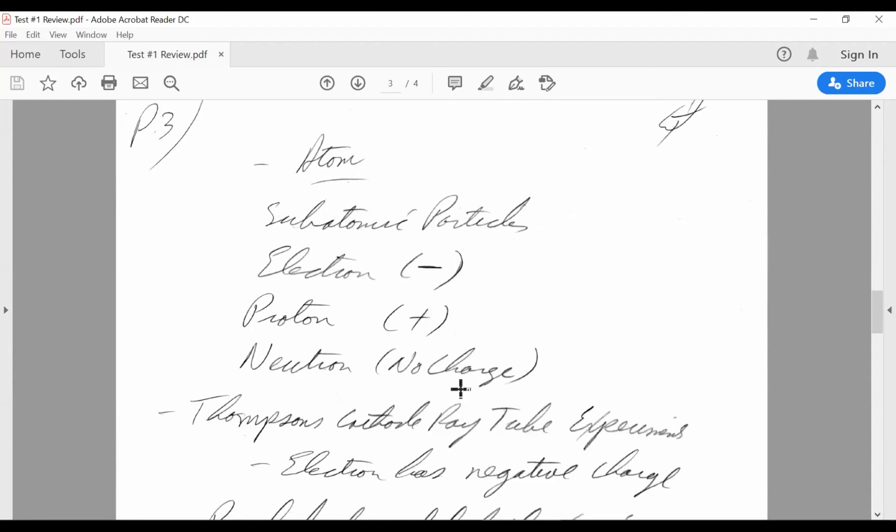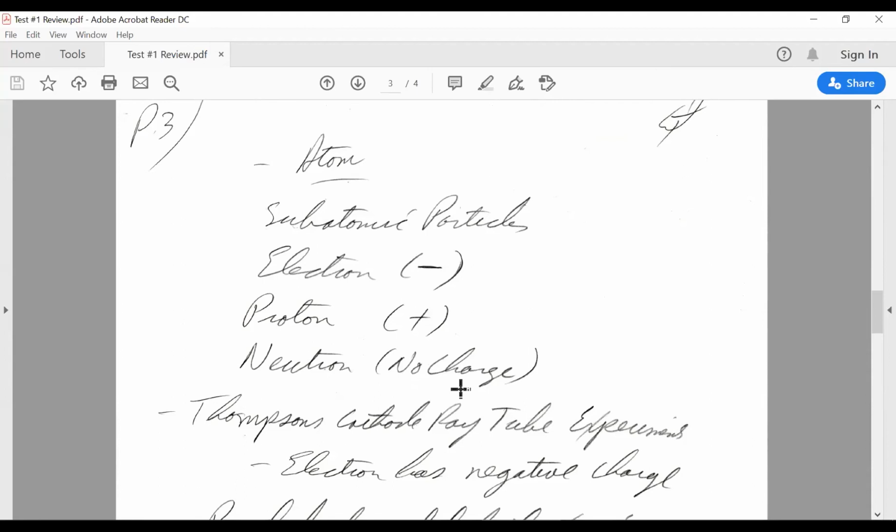Next, I started talking about the atom. Remember, I'm a chemist, an organic chemist. And I talked about the atom. I talked about the subatomic particles, or the particles that make up the atom of every element.